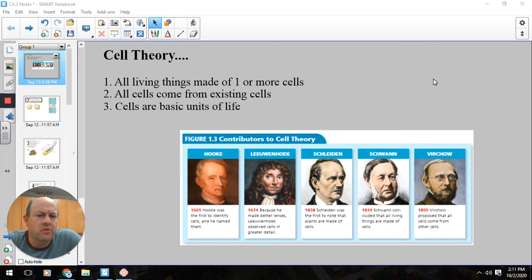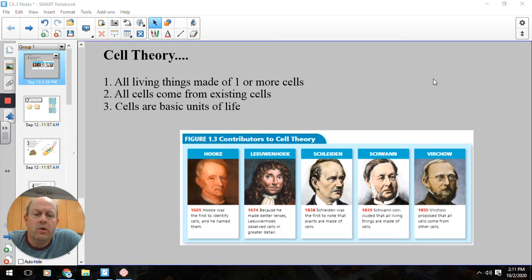And in particular, these five guys that we'll talk about today had a large part in forming what we now refer to as cell theory. So the first was an English scientist, Robert Hooke, way back in the 1600s, so around 1665, and he was the first to identify cells.